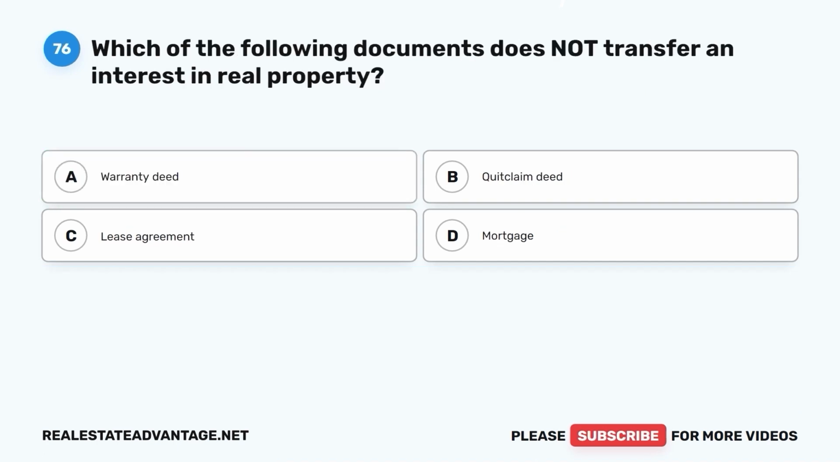Question 76. Which of the following documents does not transfer an interest in real property? A. Warranty deed. B. Quitclaim deed. C. Lease agreement. D. Mortgage.